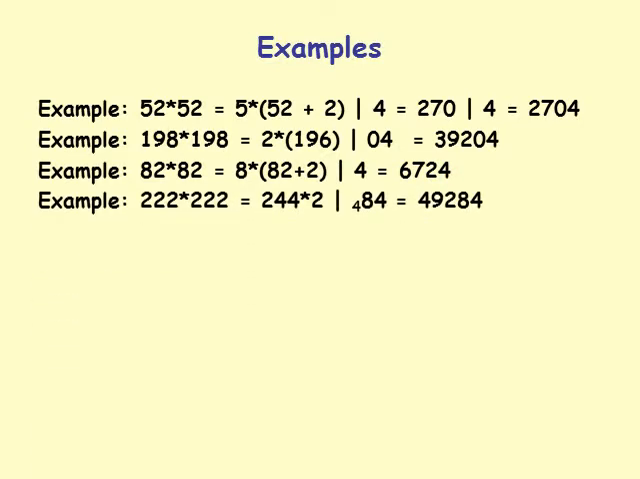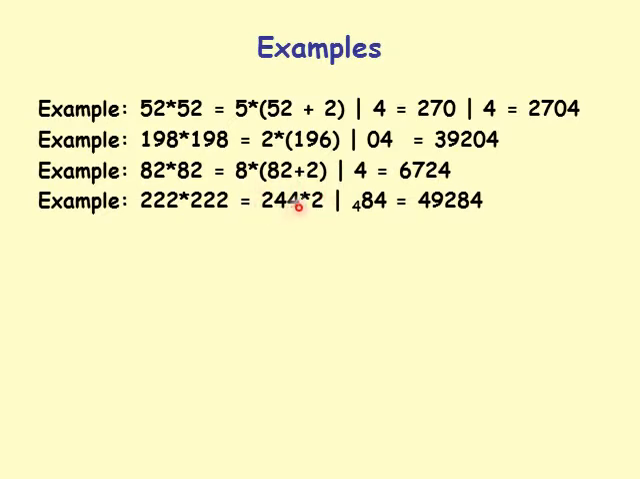Let's continue here. 222 times 222, where the base number is 200, deviation is plus 22, so double the deviation gets me 244 here, and there is a proportionality of 2.